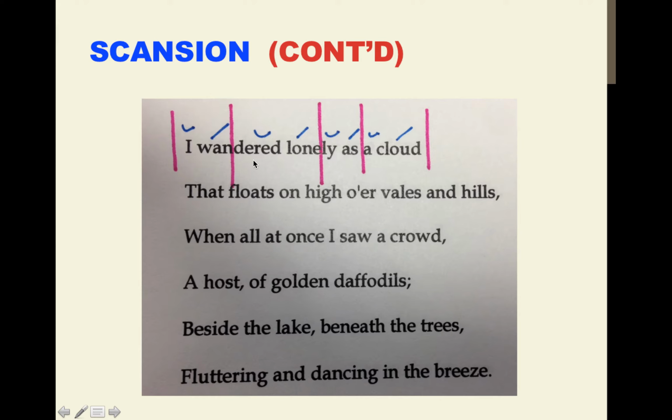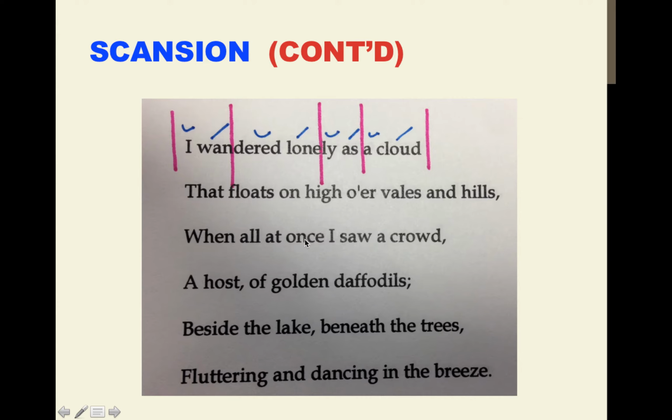So the unit that we have is a pair of syllables in an unstressed, stressed pattern. So I put in these lines to indicate where those units are. We call these individual units feet. Okay? And we could keep going. That floats on high o'er vales and hills. You see the word o'er? That happened because poets needed to make this a monosyllabic word, a one-syllable word instead of two. If it's over, it's going to mess up the meter in the line.